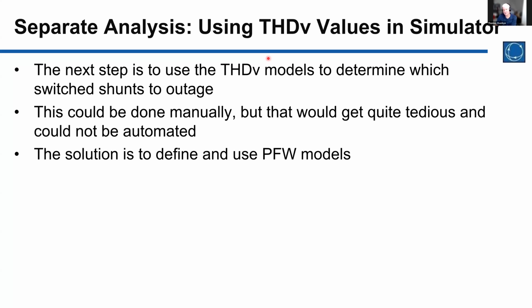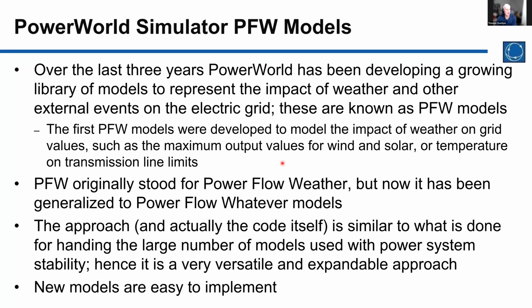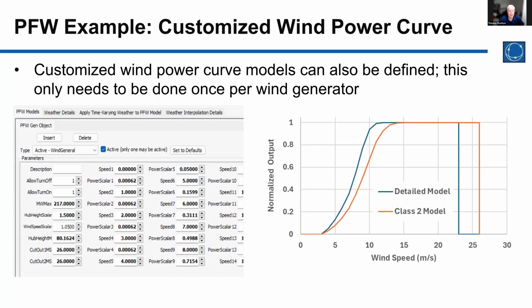So the solution to this is to use something that we call the PowerWorld PFW models. To give you a little background on those, over the last few years, PowerWorld has been working a lot on modeling the weather impacts on the electric grid. I was talking about the PFW models, and we use those in the harmonic analysis. We've used them in the past and currently use them a lot for weather analysis.